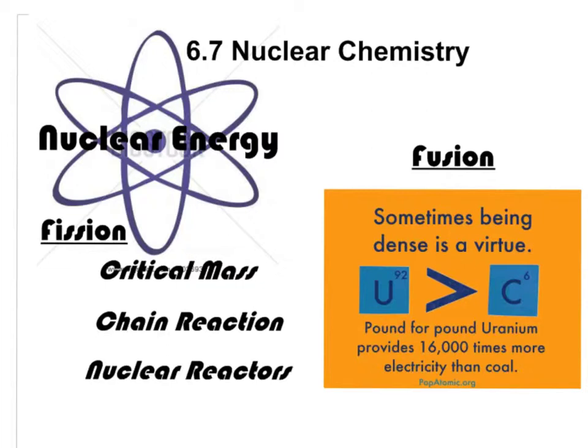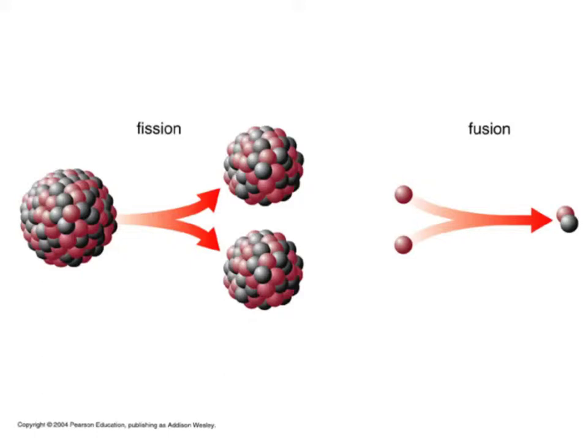So we're going to look at two types of nuclear reactions, fusion and fission, and critical mass, chain reactions, nuclear reactors. Those are some of the things that we will address in this section. So let's first look at fission versus fusion. You probably already learned this.